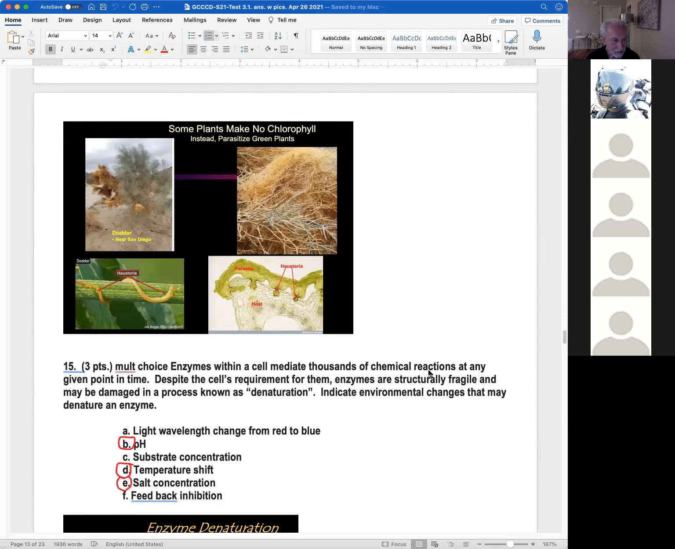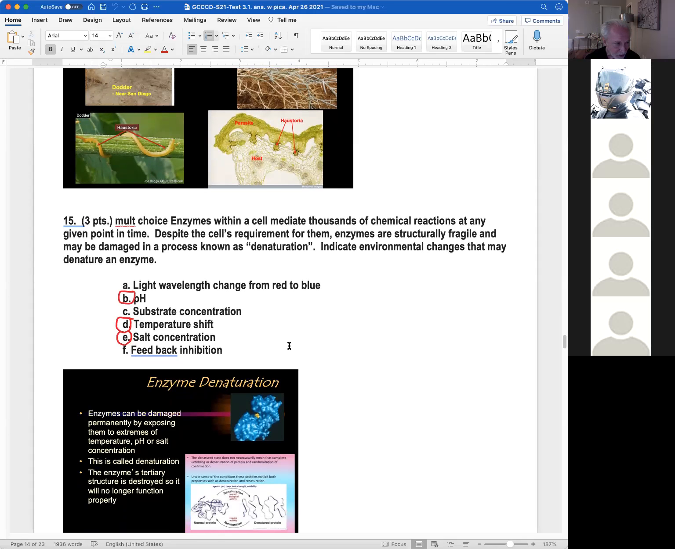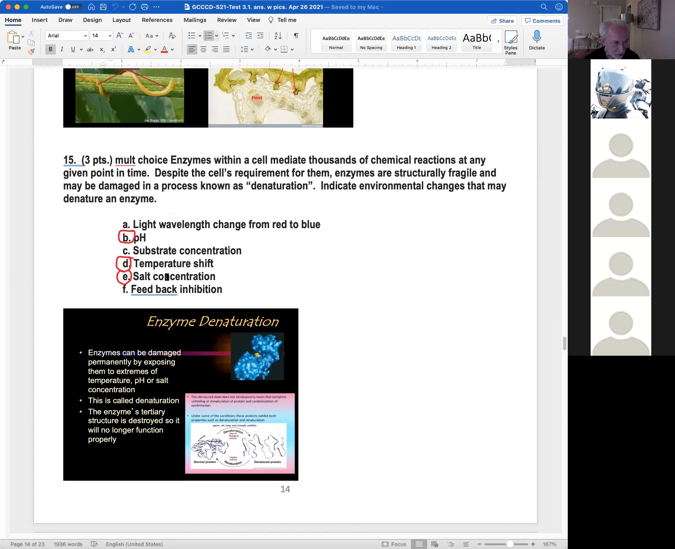Okay, enzymes in a cell are mediating thousands of chemical reactions at any time, but they're very fragile. They can be denatured. What are the things, changes in the environment that might denature them? We've talked about these before: pH, temperature, and salt.